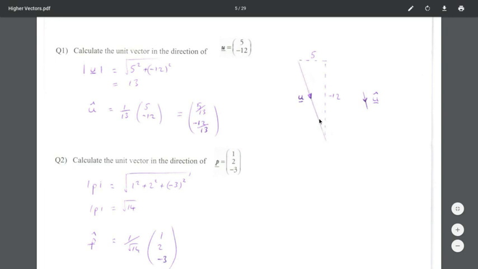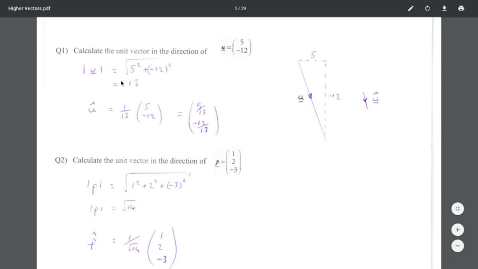Because this has a magnitude of 13, which we calculated just using our National 5 skills, the unit vector in that direction will be 1/13 of (5, -12). So we can expand that bracket if we want to, but leaving it in this format would be totally okay. So what have we done there?